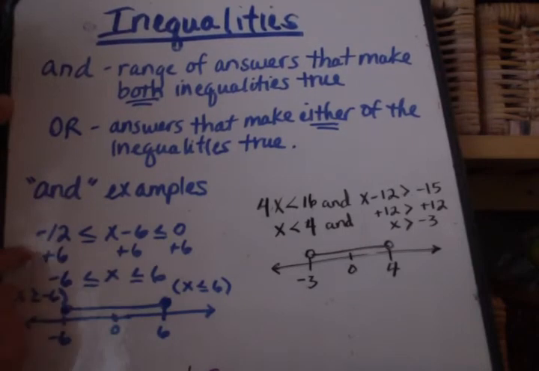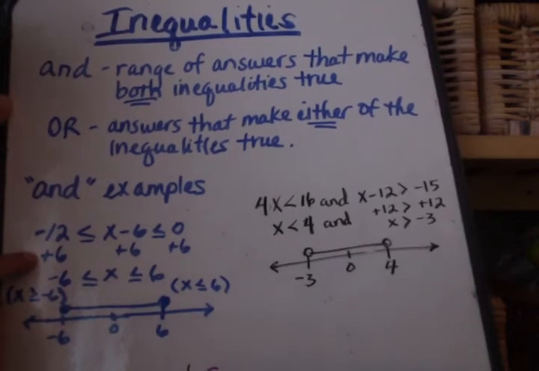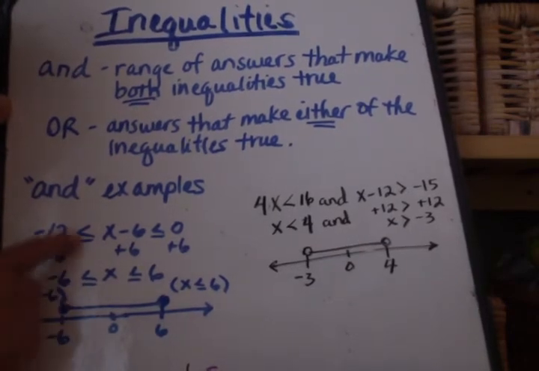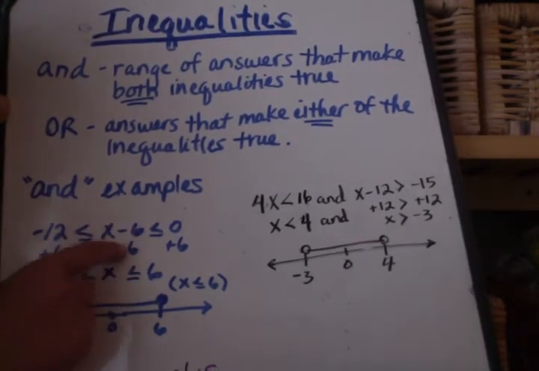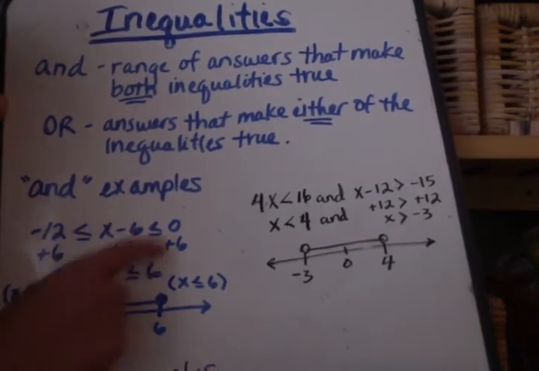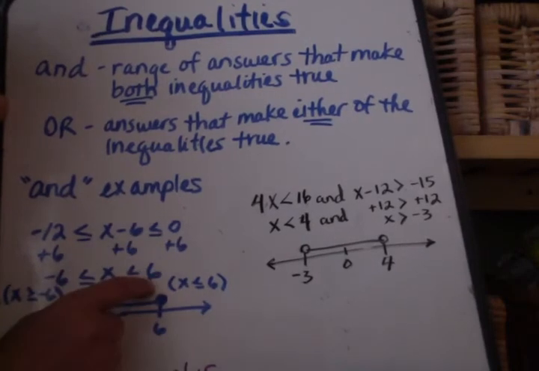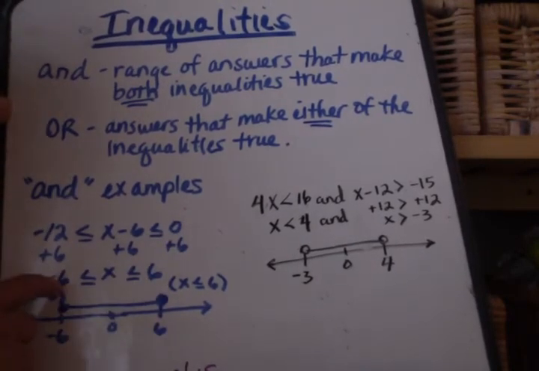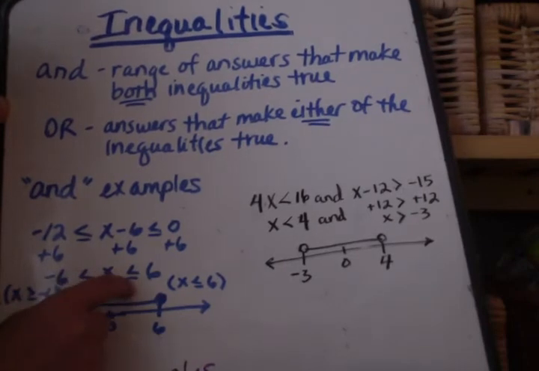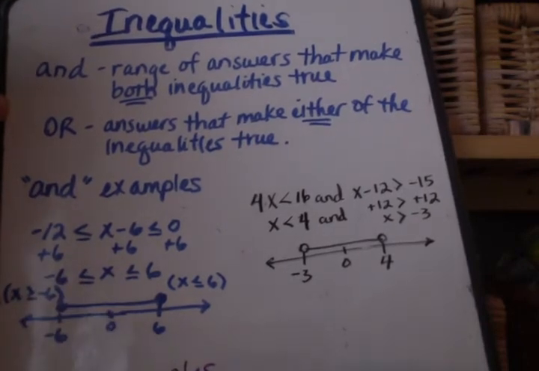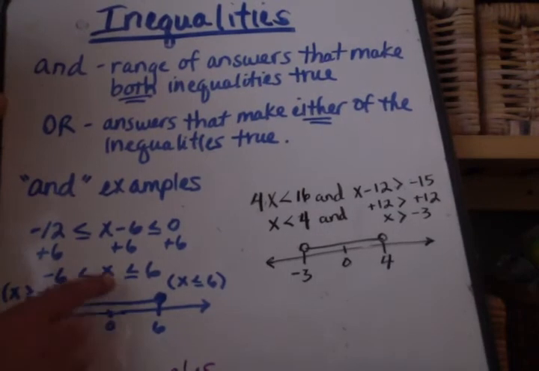And if we do that, we're going to get negative 12 plus 6 is going to be negative 6, less than or equal to x, because negative 6 plus 6 is 0. And then 0 plus 6 is just 6. So the final solution is going to be negative 6, less than or equal to x, less than or equal to 6. And again, when we graph this, we can separate it.